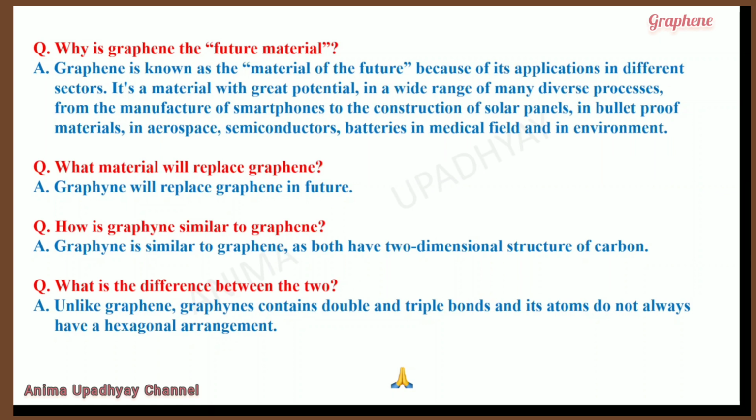What material will replace graphene? Graphene will replace graphene in future. How is graphene similar to graphene? Graphene is similar to graphene as both have two-dimensional structure of carbon. What is the difference between graphene and graphene? Unlike graphene, graphenes contain double and triple bonds and its atoms do not always have a hexagonal arrangement.